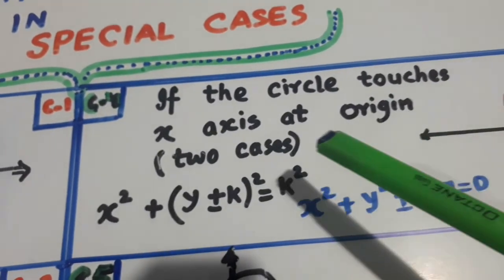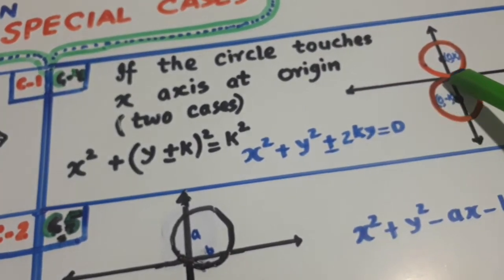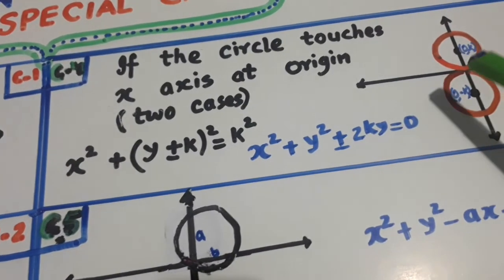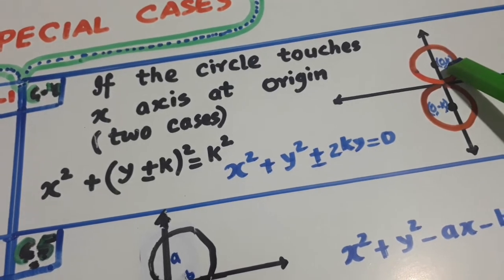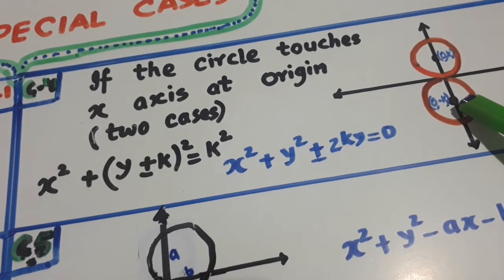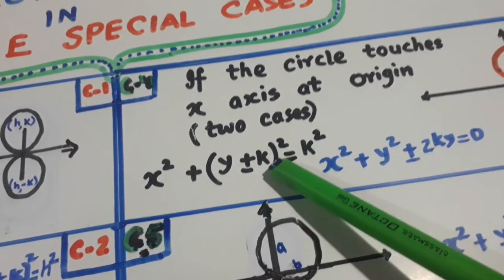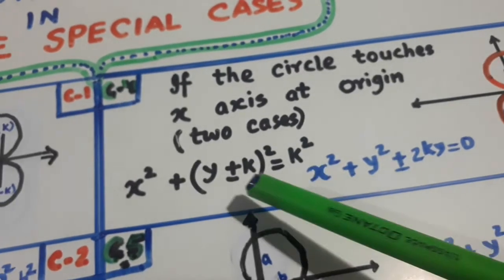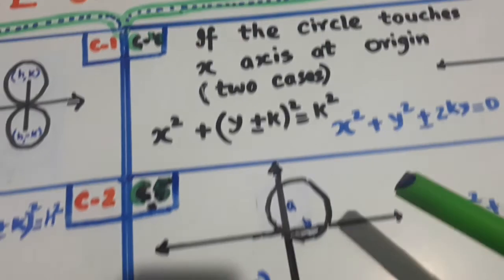Now let us go to case number 4. If the circle touches the x-axis at origin, look here, it is touching the x-axis at origin. 2 cases will be there. So here the center is (0, k), here the center is (0, minus k). So (x minus 0) squared plus (y minus k) squared or (y plus k) squared is equal to k squared. There will be 2 equations. One will be with plus sign, other will be minus sign.